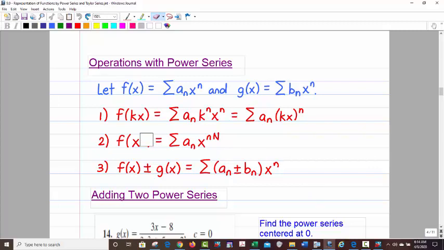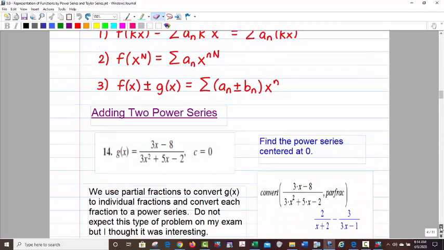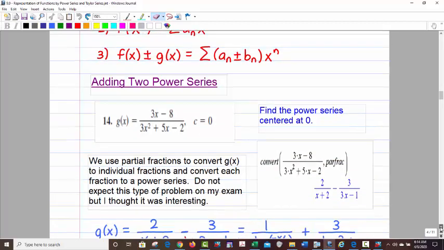You can substitute with a power, kx, so kn, xn. Okay, not that big of a deal here. I use this last one, this third one. Now, I just thought this was interesting. I wouldn't anticipate putting this on an exam for any reason. Just kind of showing you the different techniques to construct this.